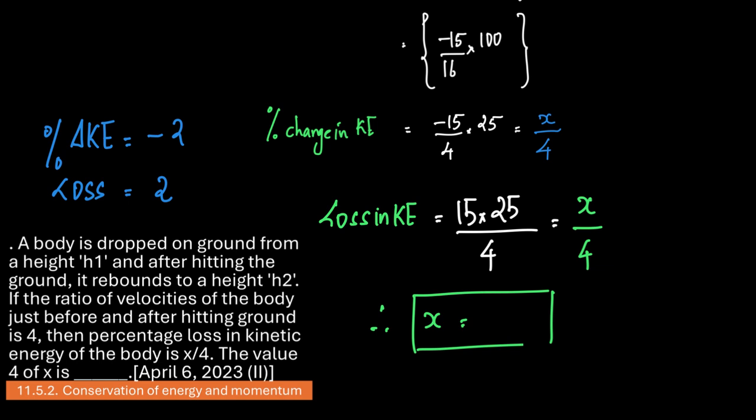Now what is 15 by 4 into 25? It is equal to x by 4. Where does x by 4 come from? Because the question gives the percentage loss as x by 4. So if two fractions are equal and the denominators are equal, the numerators should also be equal. So we have 15 into 25, which is 375. So the correct option here would be 375.